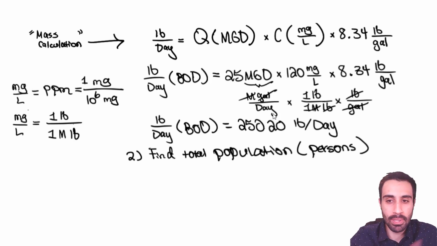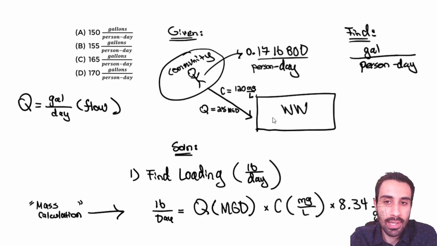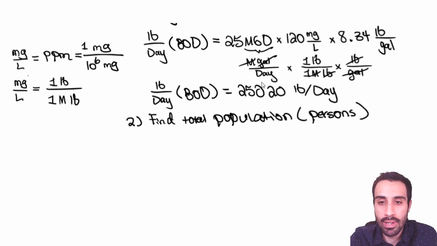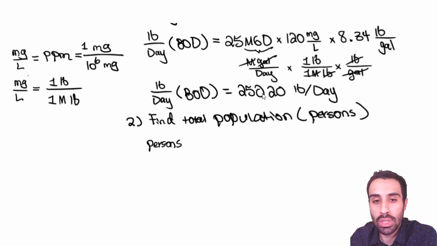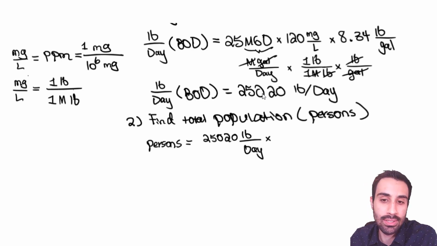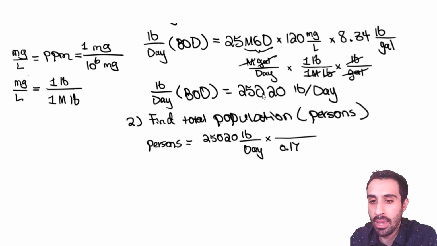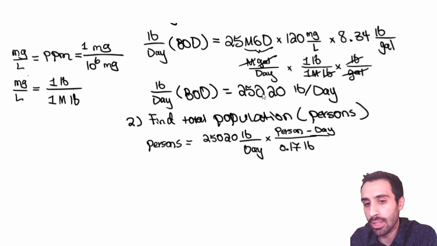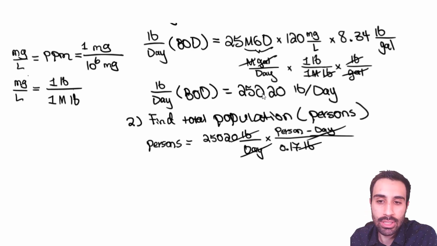So what we would do is play with the units. Essentially we're going to take this value divided by the 0.17. So the total persons or that population is going to equal the 250.20 pound per day. This is the total that goes into the plant. Then we take this divided at the bottom by 0.17 pound of BOD. All of this is BOD per person, and that would be per day. Now look at the units. These cancel and the pounds cancel, and we get just units of persons or the total population.